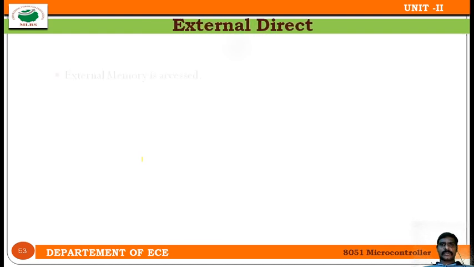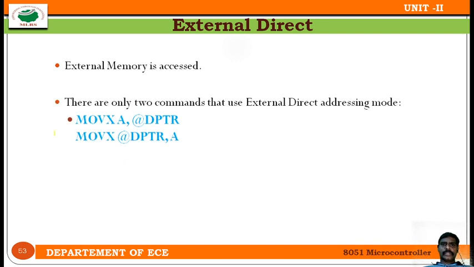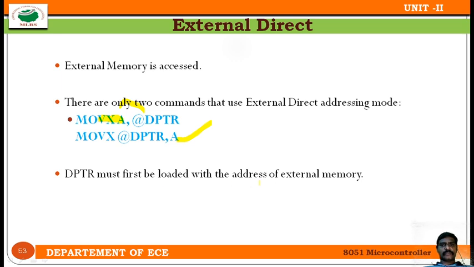So, external direct. External memory is accessed using the EA pin. As we have seen, EA equal to 0 is nothing but internal, and EA equal to 1 is external. So there are only two commands for external, because using an address only I can use MOVX A, @DPTR, which is a 16-bit data pointer address being moved here. Similarly, MOVX @DPTR, A. So the data pointer must be loaded with an address of external memory before using this.